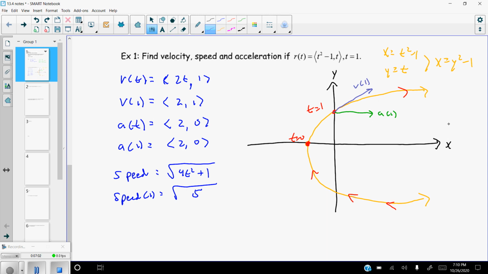All right, and hopefully that makes sense as far as how it works out there. The velocity, once again, is tangent to the curve, and the acceleration is really the rate of change of the velocity vectors. If you did a velocity vector at t equals 0, you would just get 0, 1, which would actually be something like that.